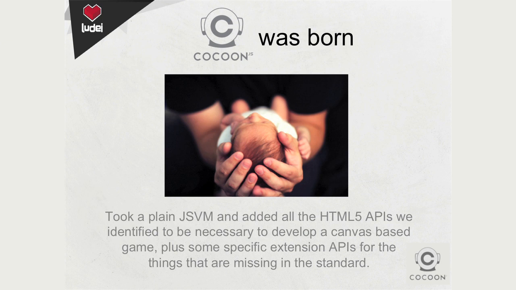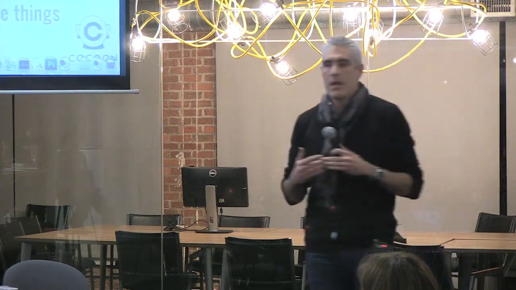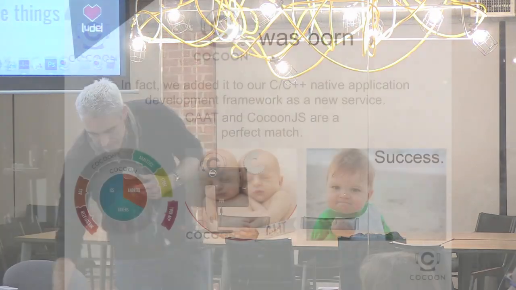And then is when our platform, Cocoon.js, was born. This is a plain JavaScript virtual machine. What we have done is we just added the APIs that we think are necessary to develop a compelling game, taken from the HTML5 standard. So we are HTML5 compliant. And we have also added all the features that we needed on the native side, and we add them in JavaScript too, to that JavaScript virtual machine.